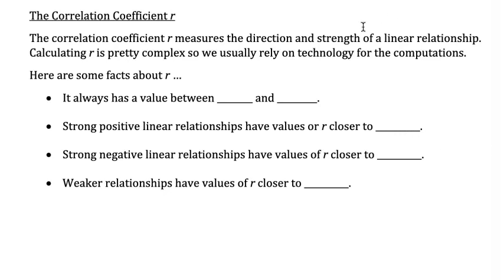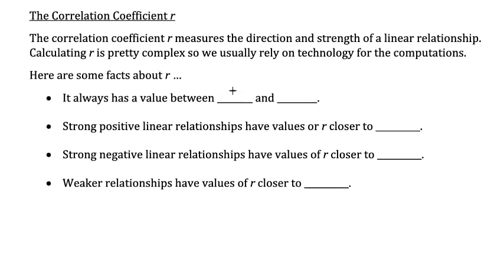Now we can take this further by actually putting a number to this correlation. And to do that, we use the correlation coefficient R. So the correlation coefficient R measures the direction and strength of a linear relationship. Calculating R is pretty complex, so we usually rely on technology for the computations, but here are some facts about R.